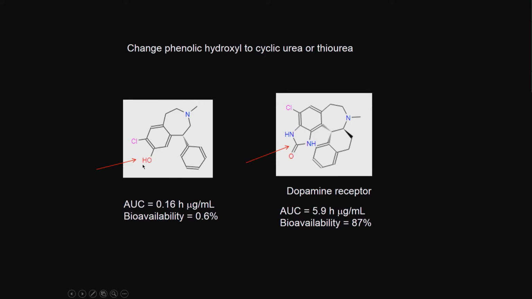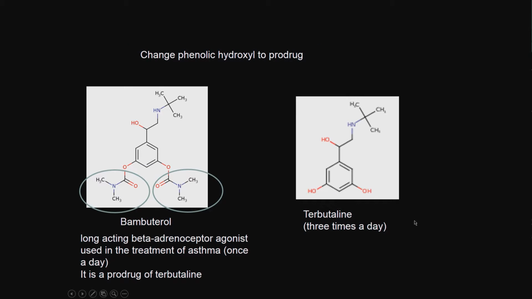For example, you have a phenolic hydroxyl to cyclic urea, okay, that means a cyclization. So the bioavailability, as you can see, increases from 0.6 to 87%, a big change. Change phenolic hydroxyl to cyclic urea or thiourea, that is what you are doing here, cyclization. Change phenolic hydroxyl to prodrug. I did talk about what is a prodrug.